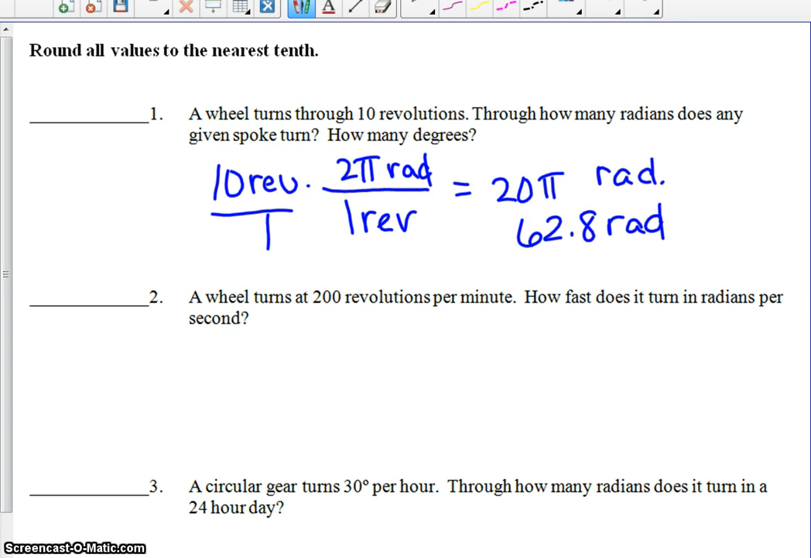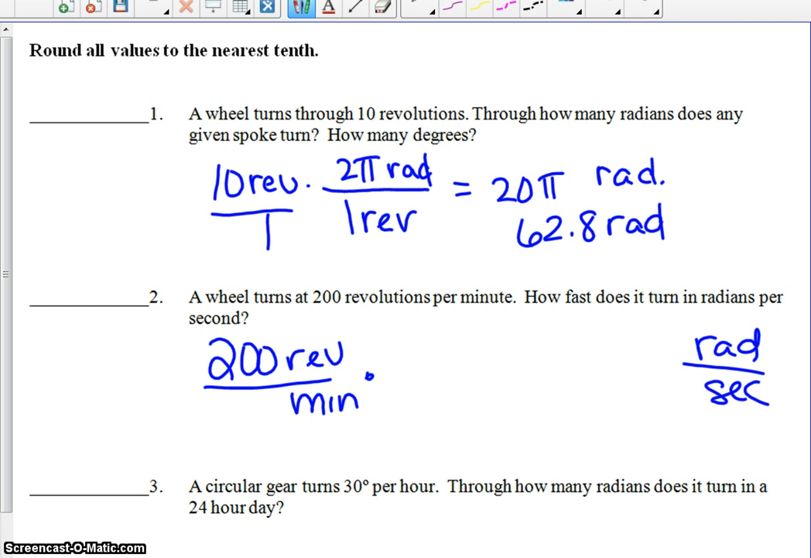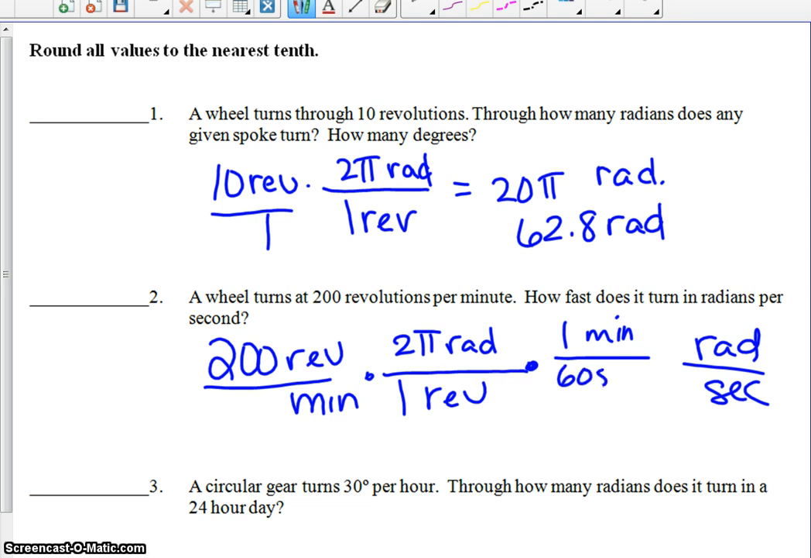Now let's look at this one. Now we have 200 revolutions per minute. We want to know radians per second. So let's deal with revolutions first. Revolutions to radians, 1 revolution is 2 pi radians. Okay, seconds to minutes, 1 minute is 60 seconds.